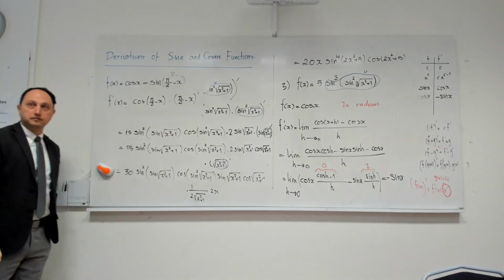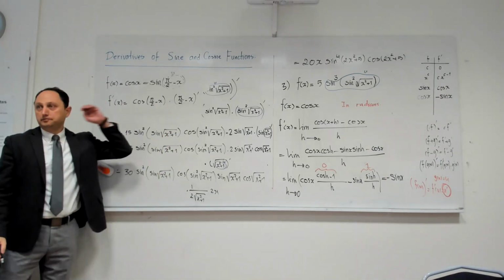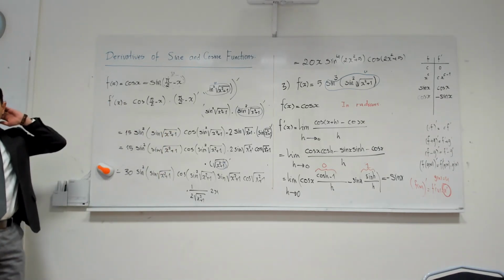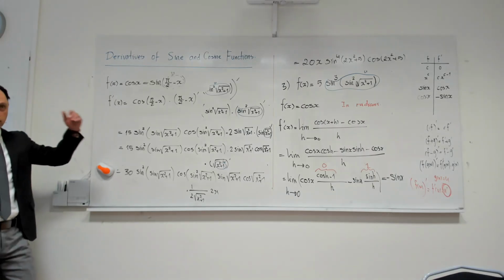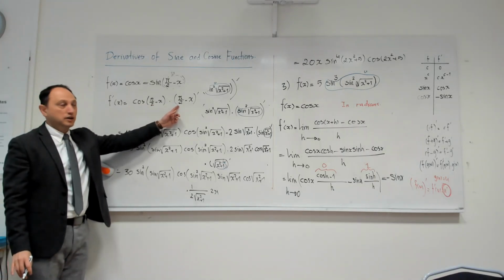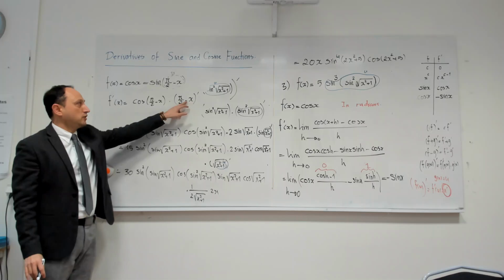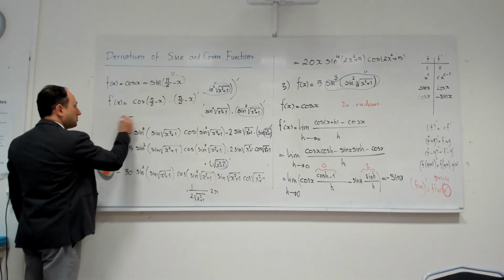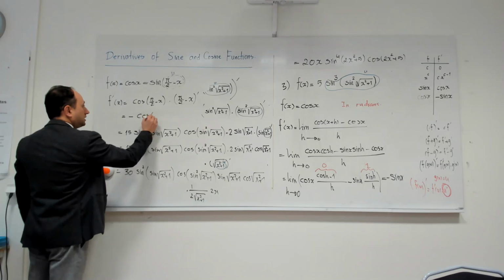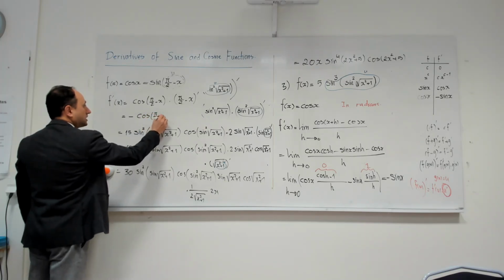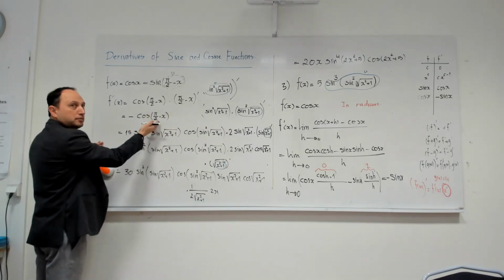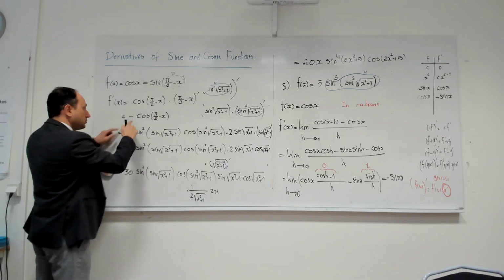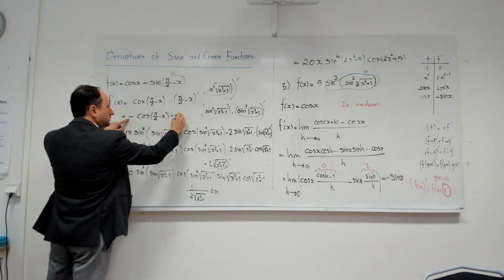But what is u prime? Minus 1. The derivative of pi over 2, a constant, is 0, and the derivative of x is 1, so it's minus 1. And when I multiply by minus 1 here, it becomes minus cosine of pi over 2 minus x. But cosine of the complement is sine, so it becomes minus sine.